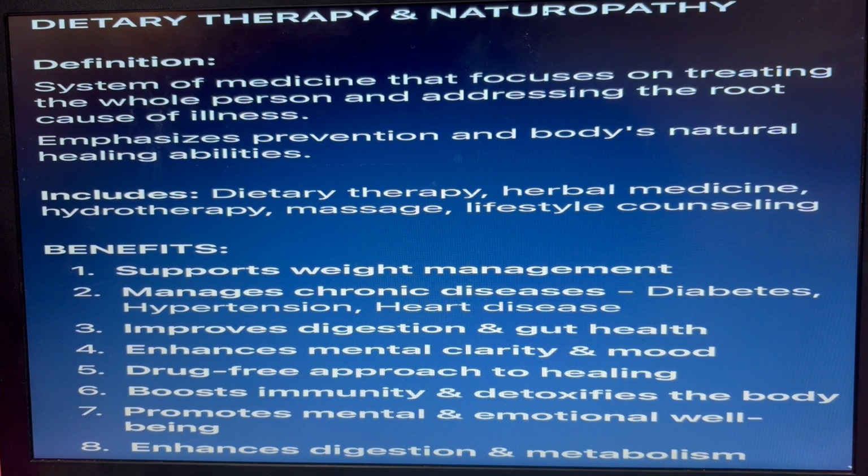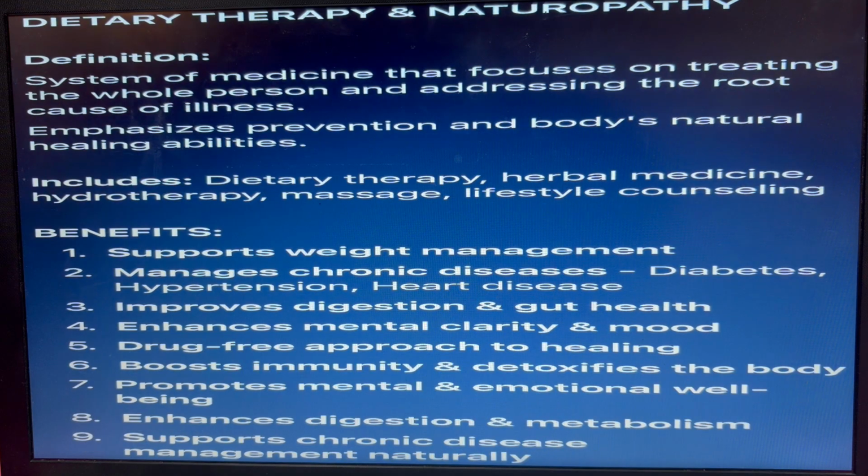Dietary therapy and naturopathy. Naturopathy believes that the body can heal itself if given the right environment. Diet is the main tool here. For med surg patients, dietary therapy helps in managing diabetes, hypertension, and obesity, and it also improves digestion after surgeries and boosts immunity. This approach is drug free and focused on lifestyle. As nurses, we educate patients on healthy diet, hydration, and natural methods to support recovery along with medical treatment.